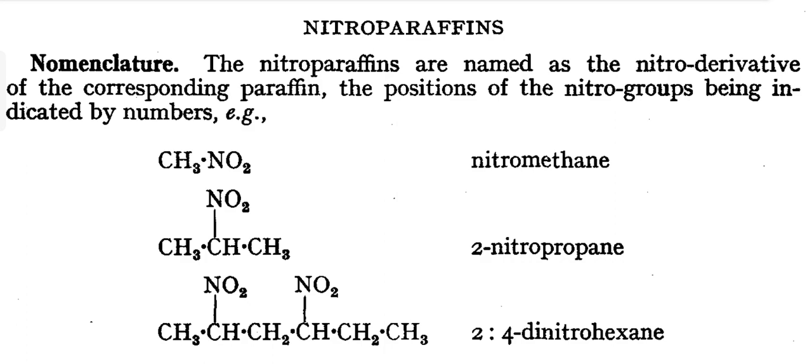So this is our chapter, nitroparaffins. Firstly, I am going to start with the nomenclature regarding the nitroparaffins. The nitroparaffins are named as the nitro derivatives of the corresponding paraffins, the position of nitro groups being indicated by numbers. For example, 1 nitromethane, second example is 2 nitropropane, and third example is 2,4 dinitrohexane. As you can see in these examples, all the nitro groups are indicated by their positions.